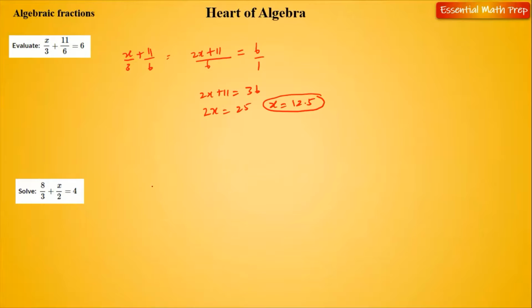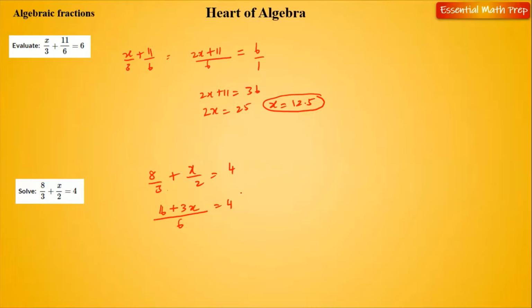Just do the same math again. So 8 over 3 plus x over 2 equals 4. Because 3 and 2 don't have anything in common, we multiply them, which results in a common denominator of 6. So 3 times 2 is 6, so 2 times 8 is 16. 2 times 3 is 6, so 3 times x is 3x.